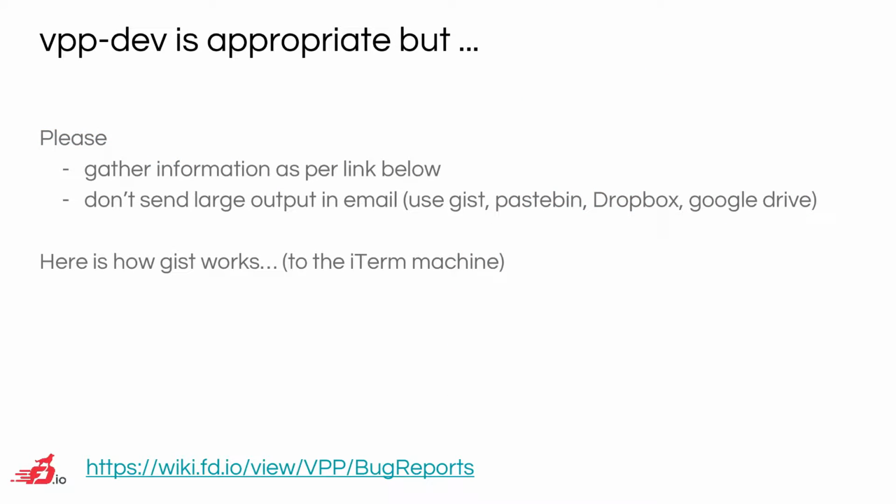But failing that, you can just go ahead and raise a Jira bug. At the moment, we are using email. We prefer to move towards Jira. But again, until we have the process, it's a bit unfair just to say, just go slam a bug in without any documented tutorial on how we're going to do it. So when we do send stuff to VPP Dev, gather information as per the link below. I'll jump into that in a second.